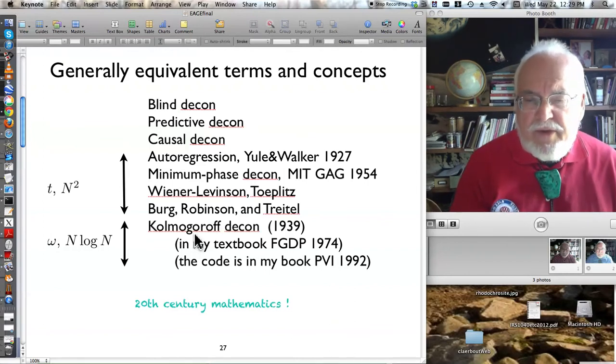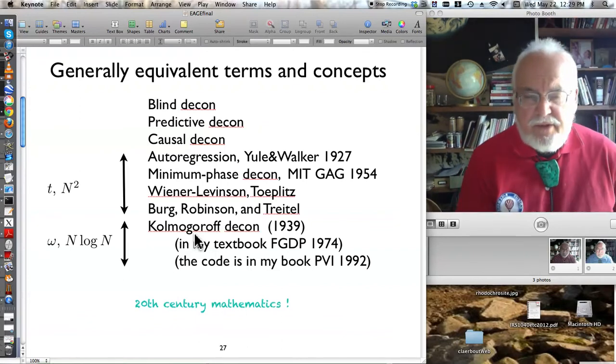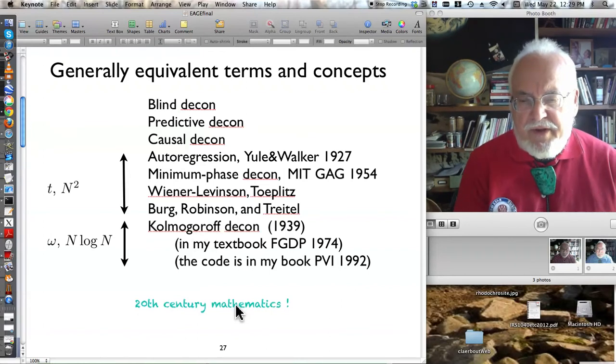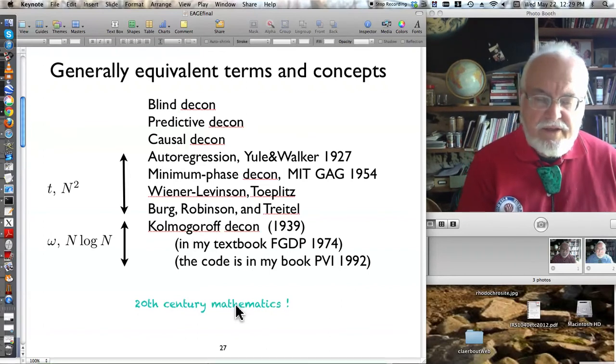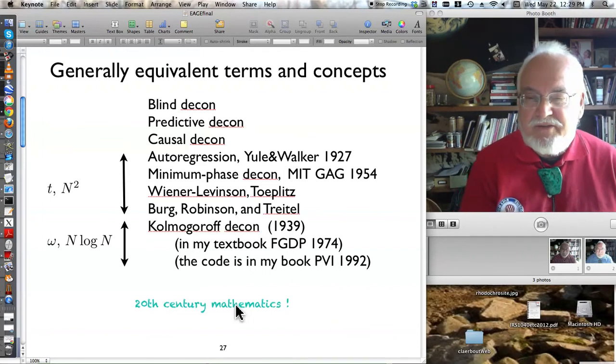The Kolmogorov method is not well known. It should be. It's been published all over the place in my textbook and in the literature. The code is even out there. But it's 20th century mathematics, so it is not 19th and even 18th century mathematics that we use a lot. This is 20th century stuff. So it took us a little longer to get onto it.